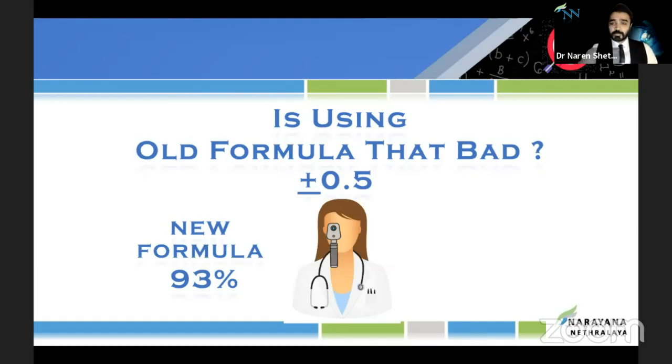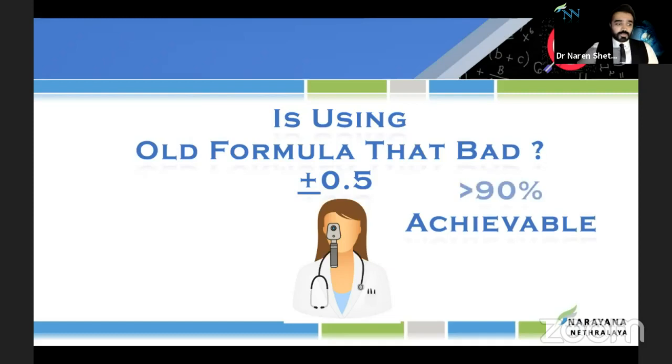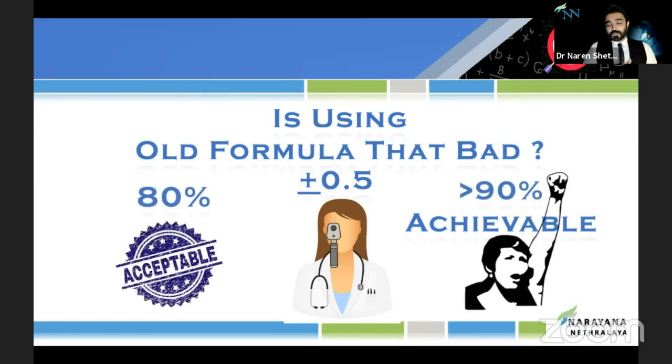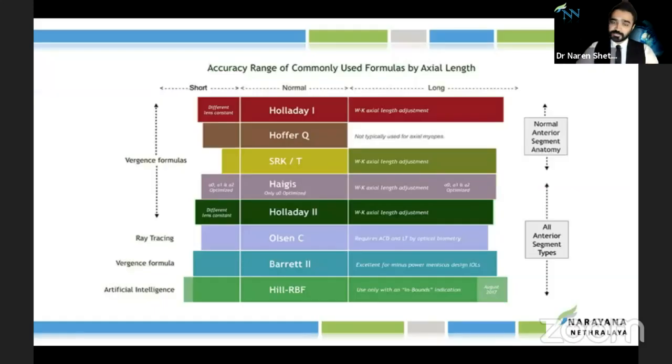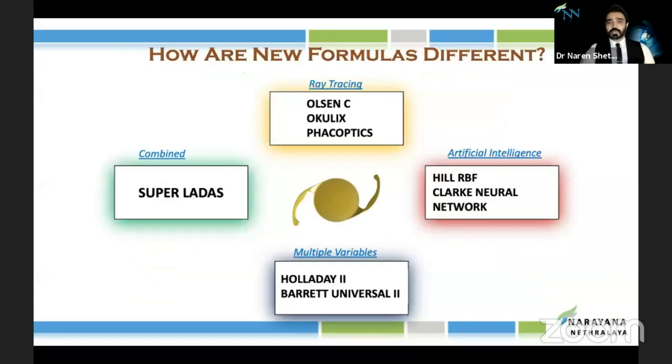93% of the time, which is whenever it's easily achievable, you should not settle for something that is just acceptable. Like Benjamin Franklin said, if better is possible, then good is not enough. This is one of the most used charts where you have the different formulas and which size of the eye suits it the best is given. But when we look at the IOL formulas, we have different categories where we have the ray tracing one, we have the artificial intelligence one, we have the multiple variable one, and the combined one.